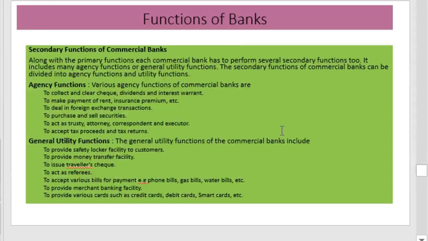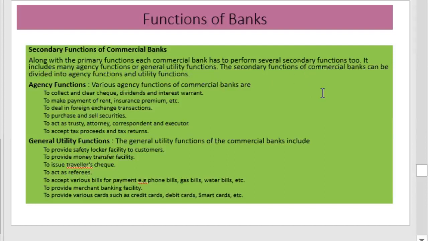Then the secondary functions of the commercial banks. So far we have examined the primary functions, that is accepting deposits, and second, provision of loans and advances. Then the second category of function is known as the secondary functions. Along with primary functions, each commercial bank has to perform several secondary functions, which include many agency services or general utility functions. The secondary functions of commercial banks can be divided into agency functions and utility functions.